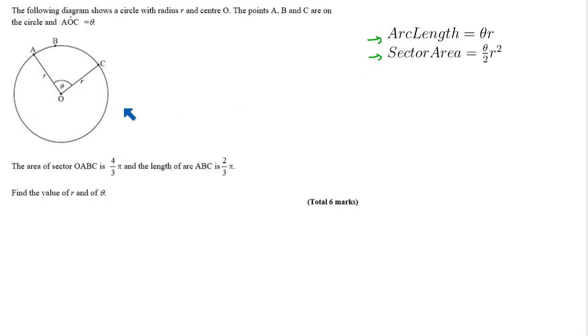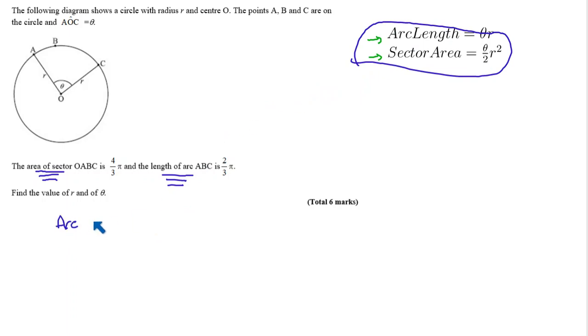Basically, the question is asking us to find the value of r and theta. However, the sector area is given, and the arc length is given. That's why I have written them here, and I will be using them down. So let's just replace. Let's play the puzzle again. The rule of the arc length, we write it as arc length equals theta r.